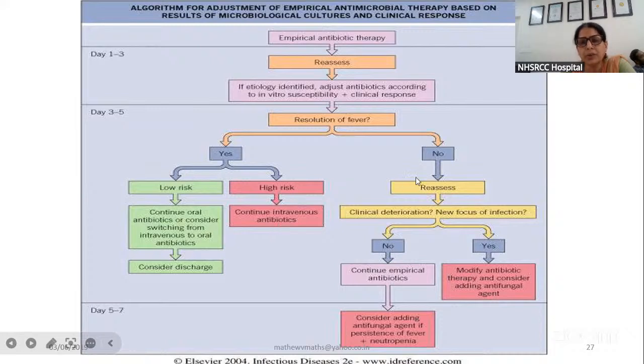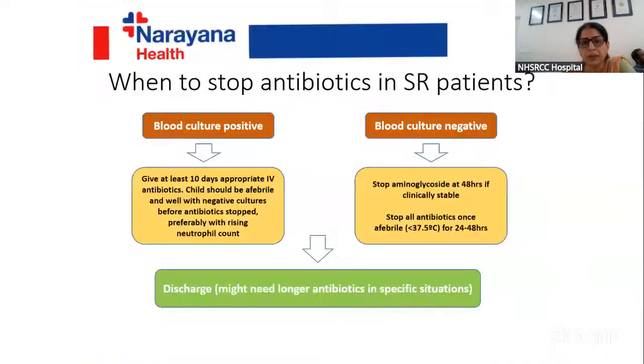If there is no resolution of fever, you reassess the child. If the child is clinically not deteriorating, you continue the same antibiotics, and probably on day 5, you can add an antifungal cover if the neutropenia persists. But if the child is getting better, you can modify. If clinical deterioration is happening, then you can modify according to what you have found and add an antifungal cover.